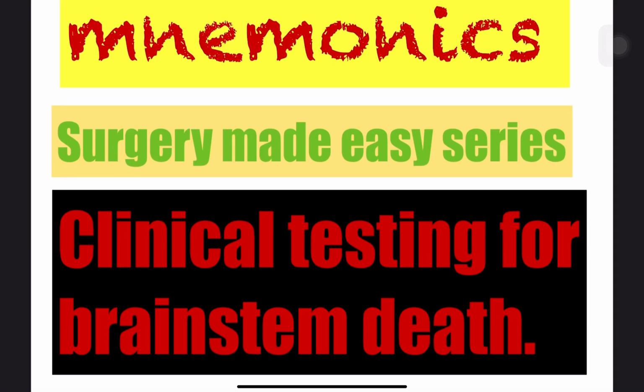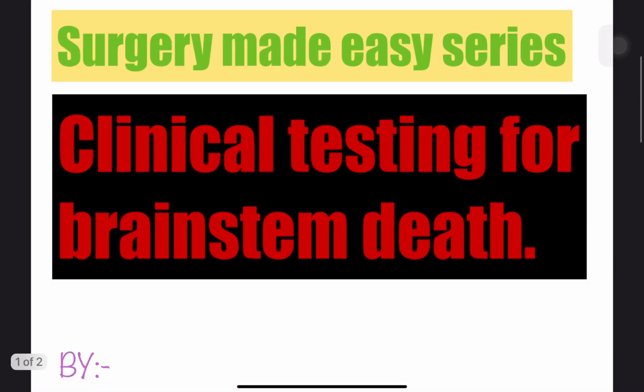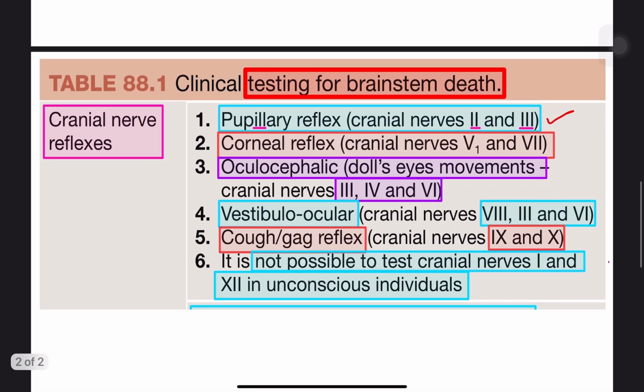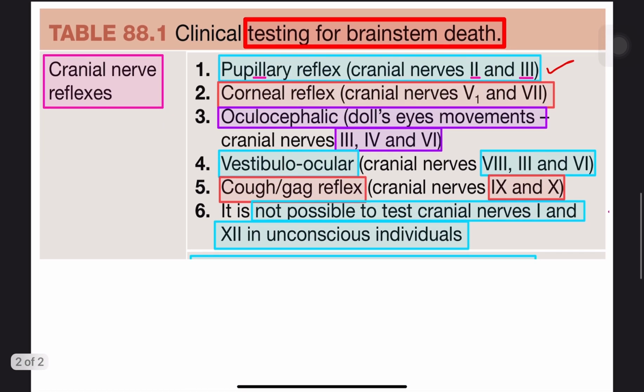So let's learn about clinical testing for brainstem death. I have taken one table from Bailey and Love, which explains clinical testing. We can do some clinical testing for brainstem death, mainly used in transplant. We can do it in three ways: the first one is cranial nerve reflexes, the second is motor response, and the third one is the apnea test.